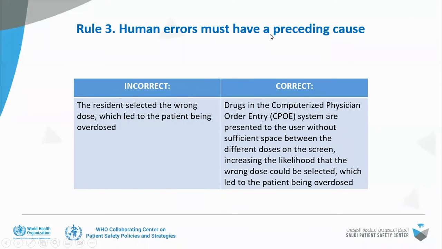The third rule is human error must have a preceding cause. So it's incorrect to write "the resident selected the wrong dose, which led to the patient being overdosed." The correct statement would be: drugs in the computerized physician order entry system are presented to the user without sufficient space between the different doses on the screen, increasing the likelihood that the wrong dose could be selected, which led to the patient being overdosed.